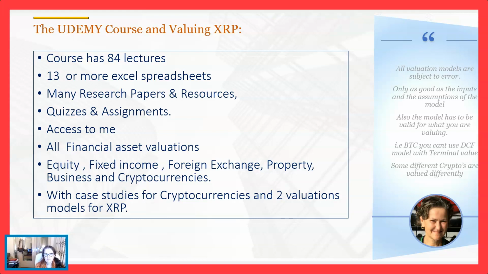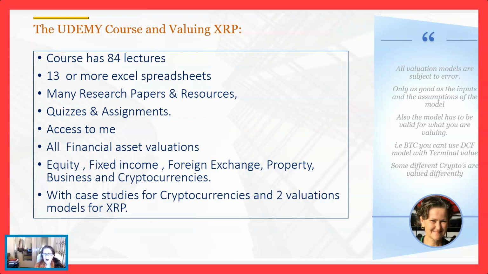Now there's different models for financial valuation of assets, and it depends on the type of asset what sort of model you would use. And there's many types of financial models for valuing different assets. And what we're doing is we're looking at valuing financial assets for equity, fixed income, which is debt obviously, bonds, foreign exchange, property, business, and cryptocurrencies. And within that we have crypto case studies for cryptocurrencies, as well as 2 valuation models for XRP.